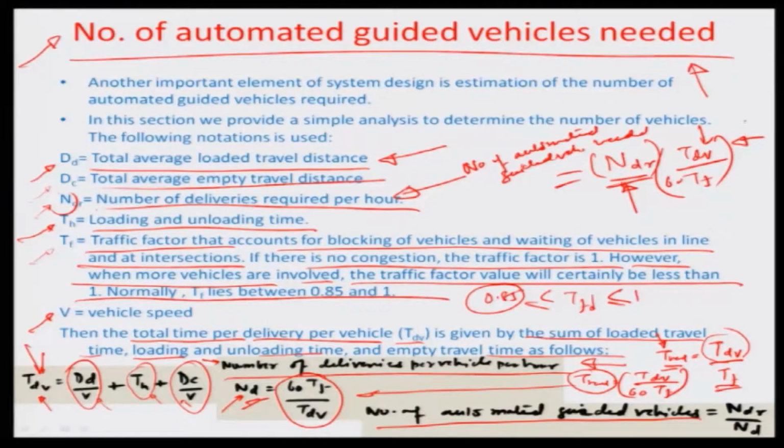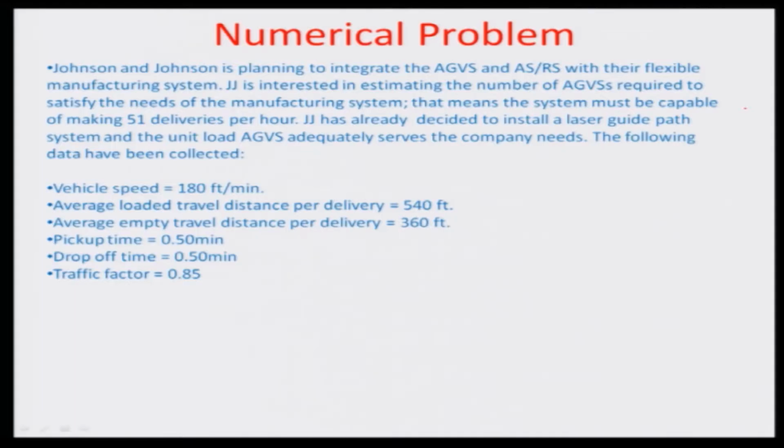Let us look at a problem example where Johnson & Johnson is planning to integrate the AGVS and also the automated storage retrieval system, which I will mention after this topic, with their FMS system, and JJ is interested in estimating the number of AGVs required to satisfy the need of the manufacturing system. That means the system must be capable of making 51 deliveries per hour. That is how they are planning, and they have already decided to install a laser guided path system, and unit load AGVS adequately serves the company needs.